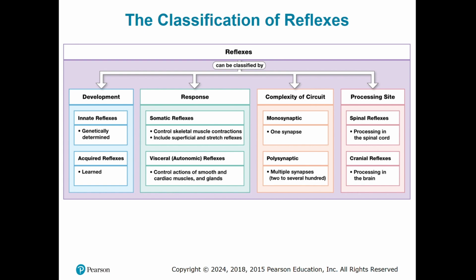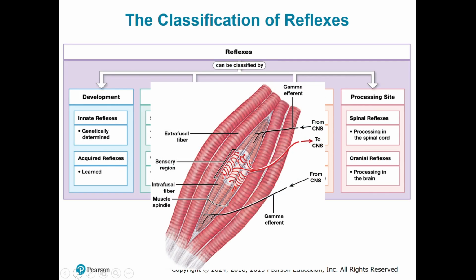And then, of course, you have your processing sites, where you're either having the spinal reflexes or cranial reflexes. So spinal reflexes are going to be processed by that spinal cord, so you have a super fast reflex, or you're going to have cranial reflexes where it's cranial nerves taking information and they're bypassing the spinal cord, they're going straight into the brain and the brain is going to process it.